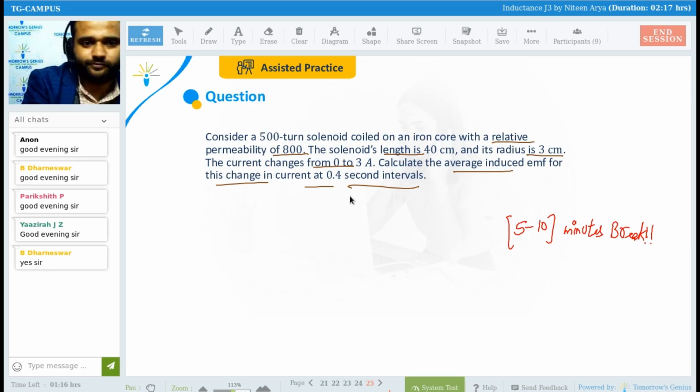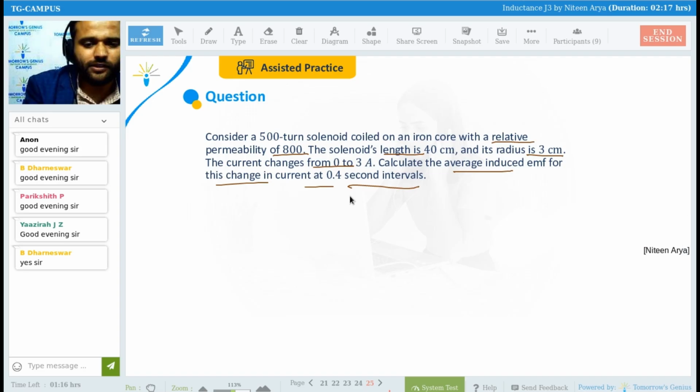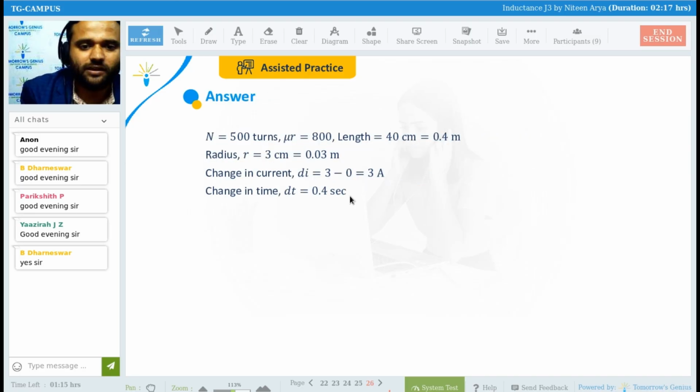Let's solve it out. 13.27, it is quite near. So consider a 500-turn solenoid on an iron core with a relative permeability. The solenoid has length 40 centimeters and radius 3 centimeters. The answer is 13 point something, so that is near about. That's why I'm saying, see, N is this, mu r is this.